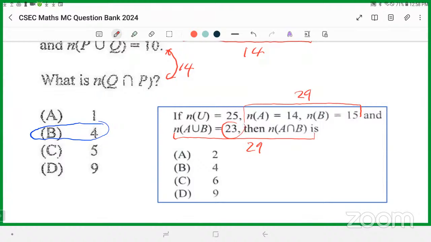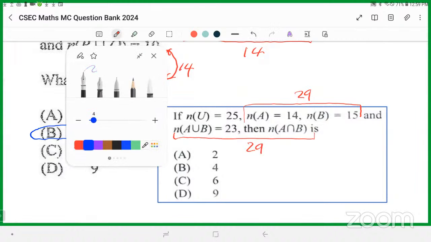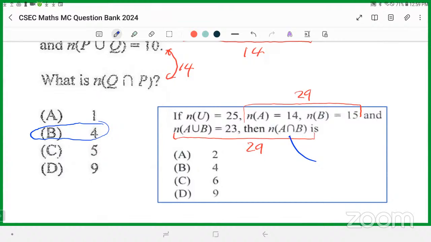If this is 23, then this has to be 6. It's going to add up to 29. Simple like that. So this has to be 6, because this is 23, and 23 and 6 make 29. So the number in this one has to be 6. This is the answer. But did you get that? Simple as that. All right? Simple as that.